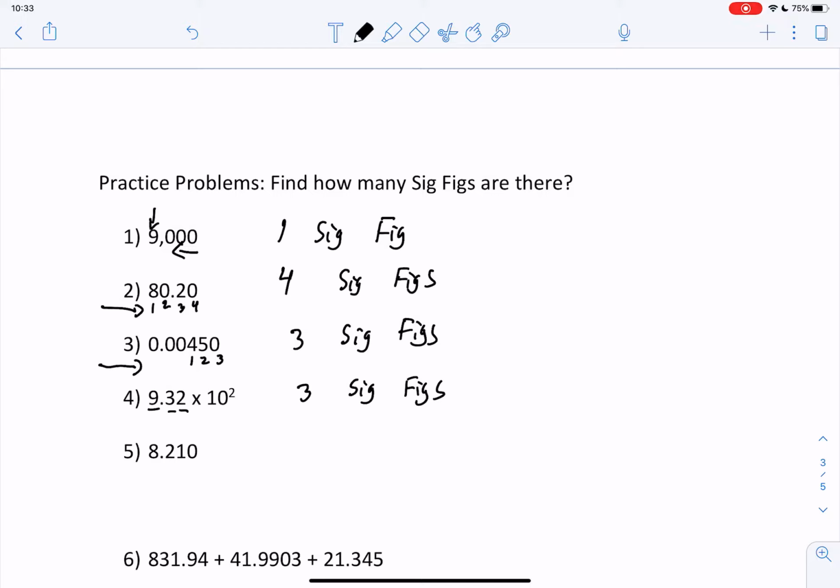And number 5, we have 4 sig figs, right? Because we have a decimal present, so we go from Pacific to Atlantic, left to right, until we hit that first non-zero number, which is 8 in this case.